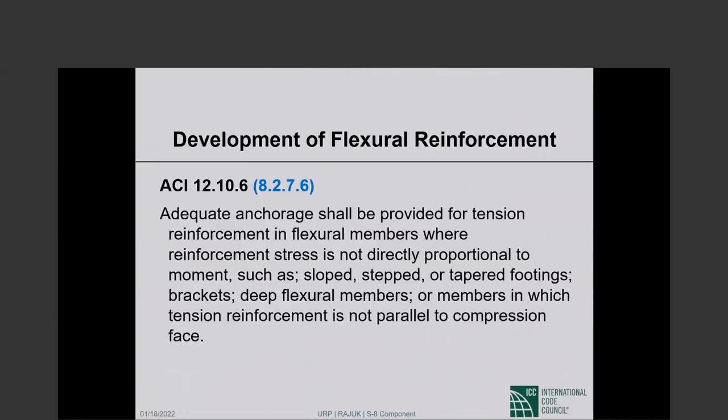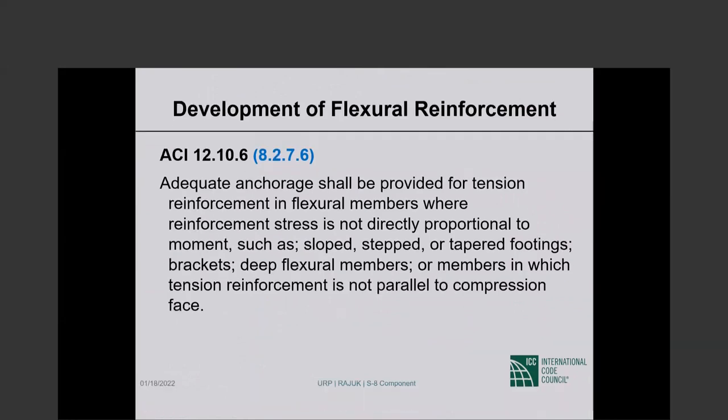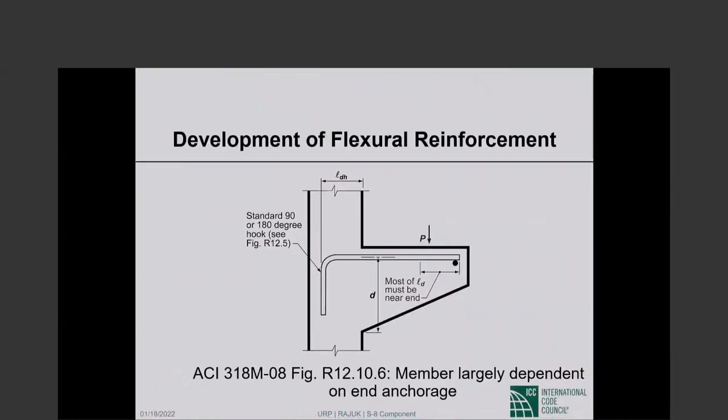Okay. Adequate anchorage shall be provided for tension reinforcement in flexural members, where reinforcement stress is not directly proportional to moment, such as sloped, etc. This is a problematic area that is very difficult to provide definite guidance on. Okay, so let us take this bracket, corbel, whatever it is.